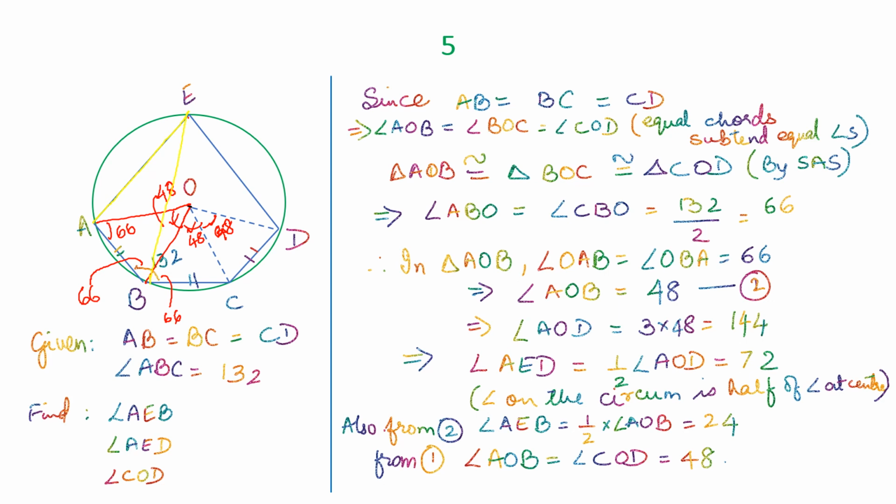You see, angle AEB and angle AOB. The endpoints are the same, that is A and B. One is on the circumference and the other is at the center. Therefore, this is going to be half of 48, that is equal to 24. And therefore, you will get angle AEB is equal to 24, and angle AOB and angle COD we have already found out, which is equal to 48.